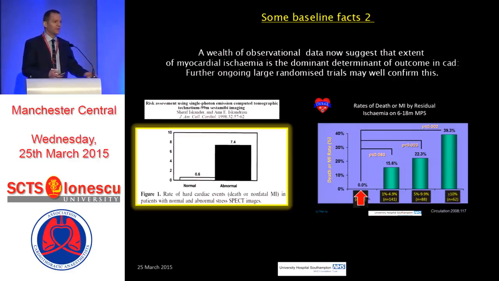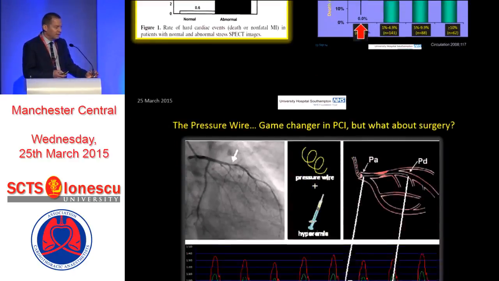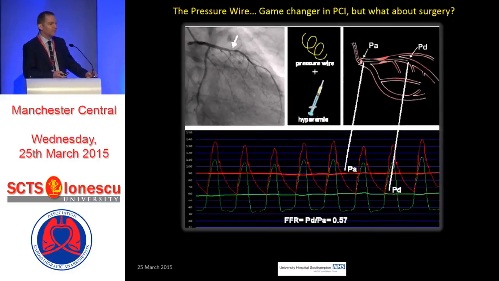There's a huge body of data to suggest that the presence and extent of ischemia is what predicts adverse events. It's not the anatomy. And that slightly flies in the face of what we've just heard from the SYNTAX score. It's likely that the extent of coronary disease correlates with the extent of ischemia. But we don't actually, in many cases, know which lesions are causing ischemia and which ones aren't.